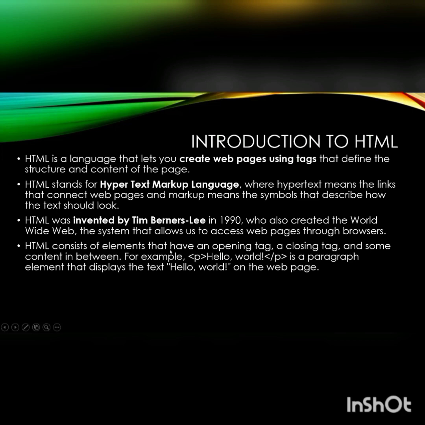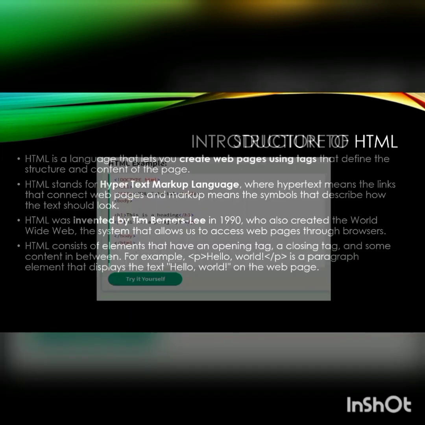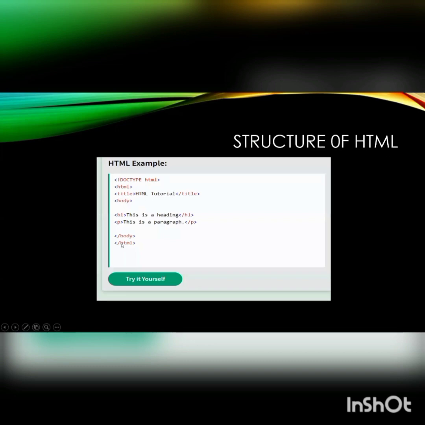HTML consists of elements that have an opening tag, a closing tag, and some content in between. For example, HTML code always starts with angle braces. That is the P. Here P represents the paragraph, and within that paragraph we have "Hello World," which will be printed as a paragraph in the web page. So here we can see a basic structure of an HTML.